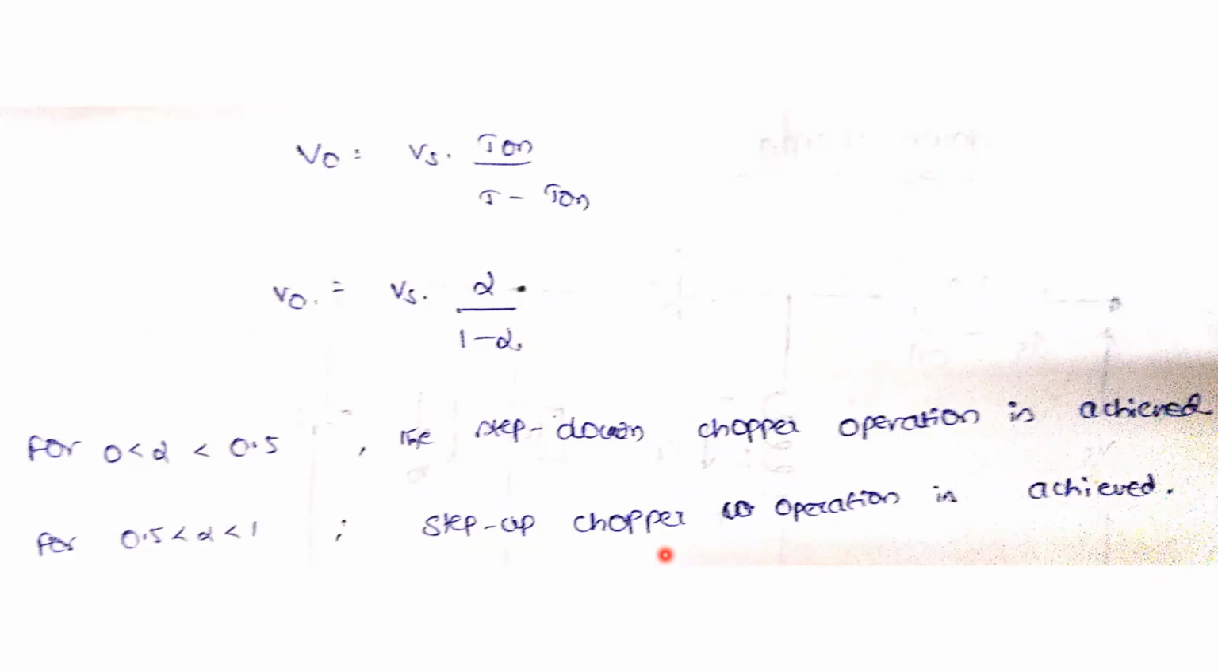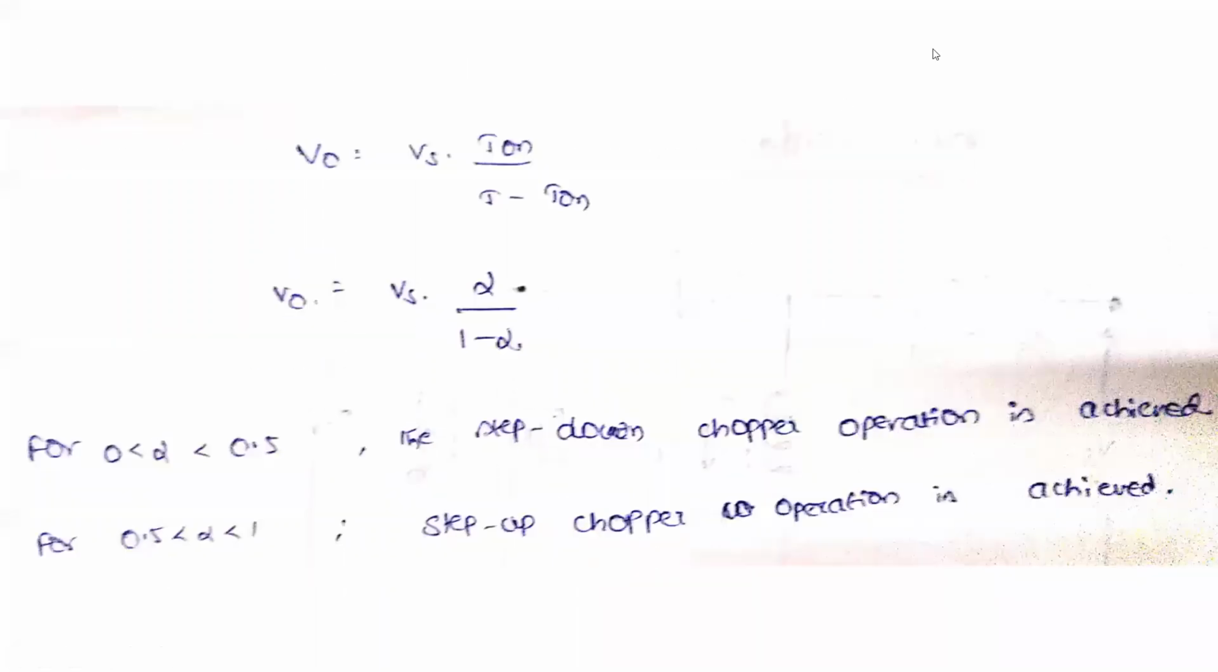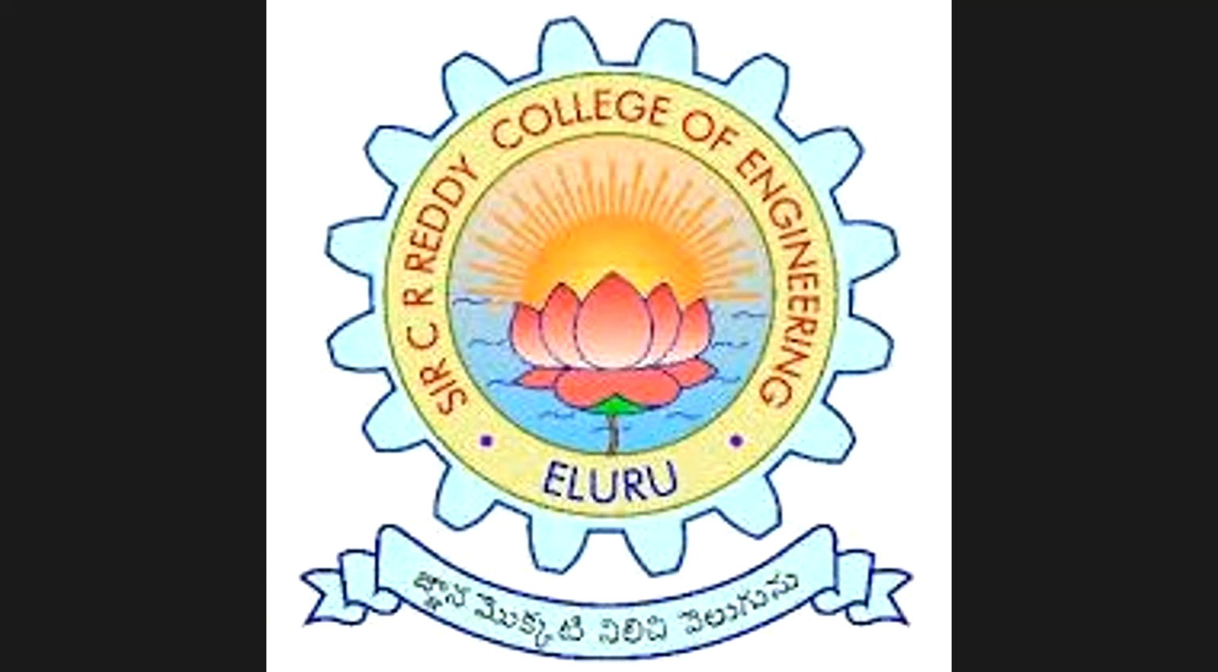And for this chopper, that means step up by step down, there is no need to draw the waveforms. It is enough to explain the circuit operation and derivation. From the derivation itself, you have to know from which value to which value it is step up and from which value to which value it is step down. Right. So with this, the basic chopper operations are completed.